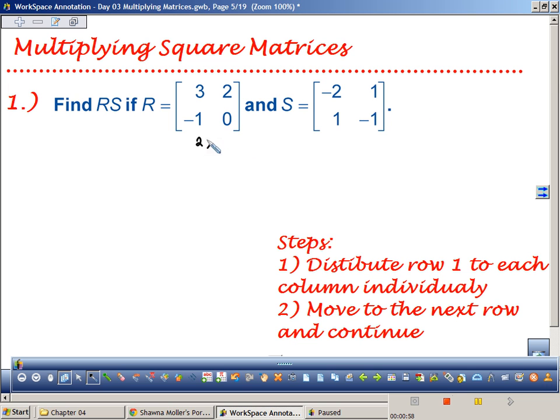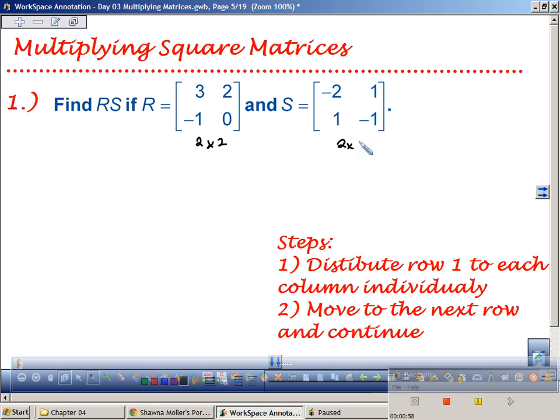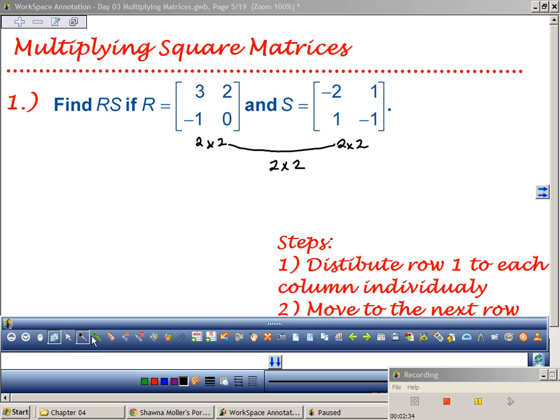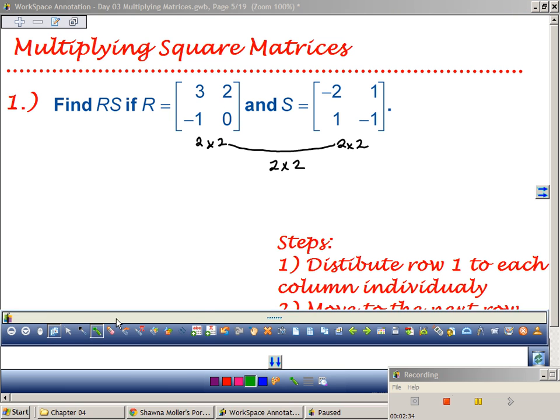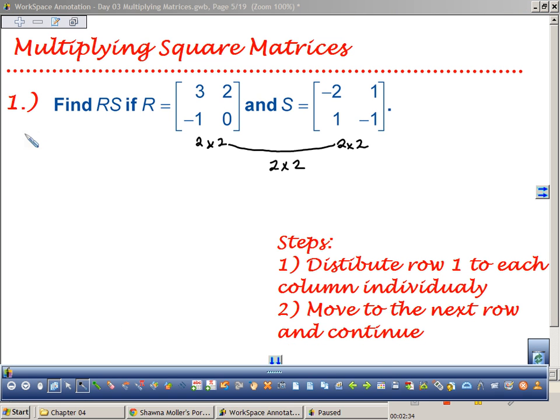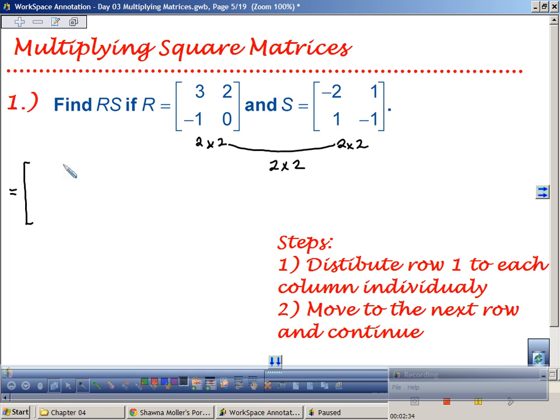So this is a 2 by 2, right? And this is a 2 by 2. So when I multiply, I should get another 2 by 2. Okay? All right. So here's where it starts to get complicated. I'm going to do kind of a sketch of what this should look like. A template, I should say.